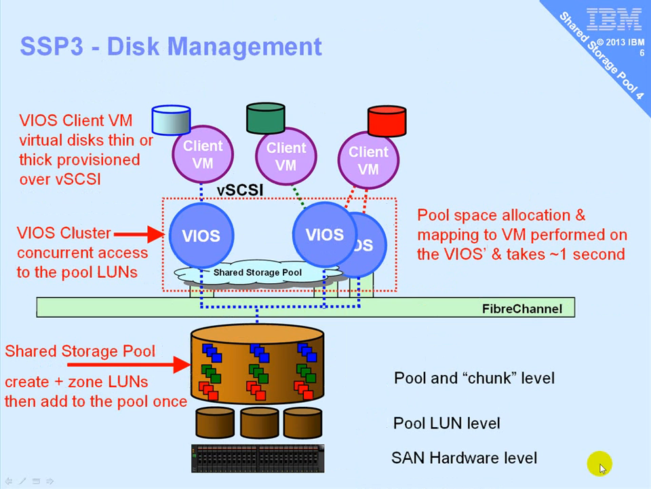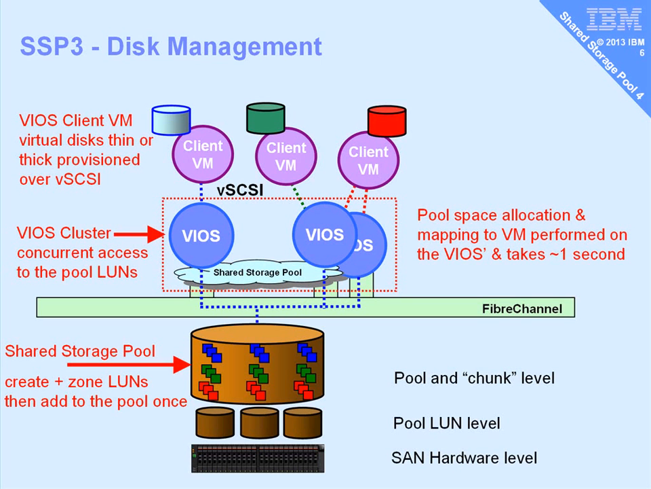Here's my simple view of the architecture of shared storage pools. At the bottom we have some SAN disks. We've cut out some LUNs and put those into this thing called a pool, out of which we're allocating chunks of disk. Think in terms of 64 megabyte chunks. We create this shared storage pool just once. We'll see some management features of it in a moment.